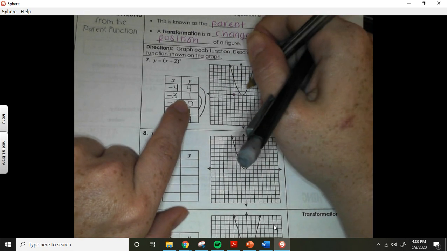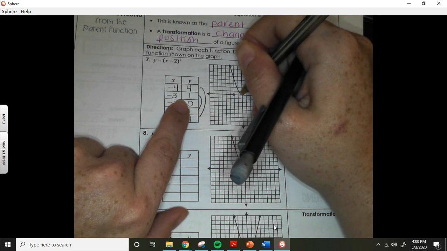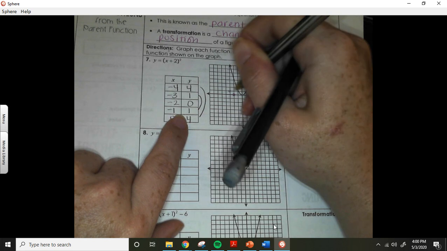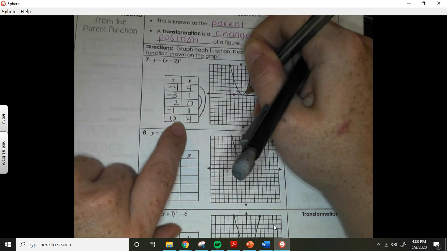I have negative 3, 1. That means I'm going to have negative 1, 1, and 0, 4.